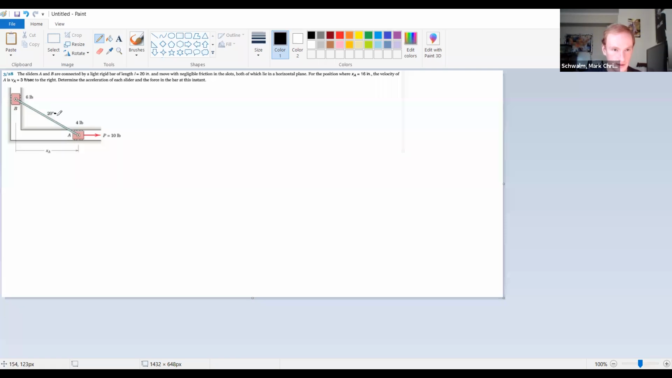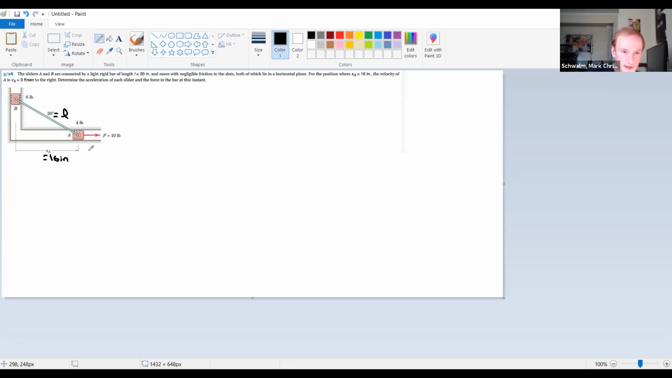So instead of just leaving this as 20, make sure that we know that is equal to L, and the sliders move with negligible friction in the slots, both of which lie on a horizontal plane. For this position where XA equals 16 inches, make sure we know that XA at this position is 16 inches. The velocity of A is VA equals 3 feet per second to the right.